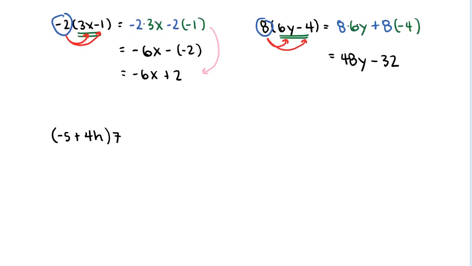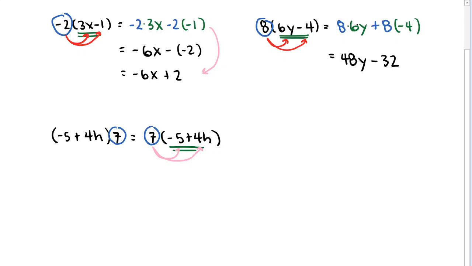And then in this last example, this is rewritten in a slightly different way than we're used to. Here I've got the group that's being added together first, and then I've got the 7 that's being multiplied afterwards, but order of multiplication doesn't matter. This is really the same as 7 times negative 5 plus 4h. And this is the familiar way we can distribute, where we multiply that 7 across each term.